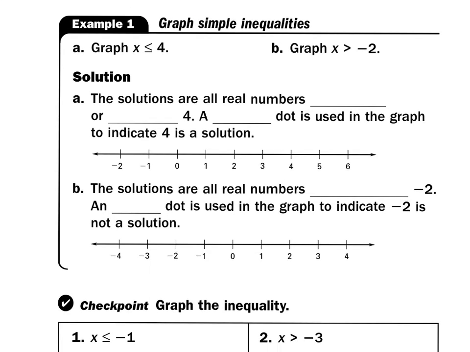So example 1, we need to graph these simple inequalities. So x is less than or equal to 4. So on a number line, I need to find 4. And this time it's a closed dot. And a closed dot means it can be exactly 4. And then I need to color in one side of my inequality. But which side is it? Well, x is less than or equal to 4. So I need to color in the less than side, which is toward lower numbers.